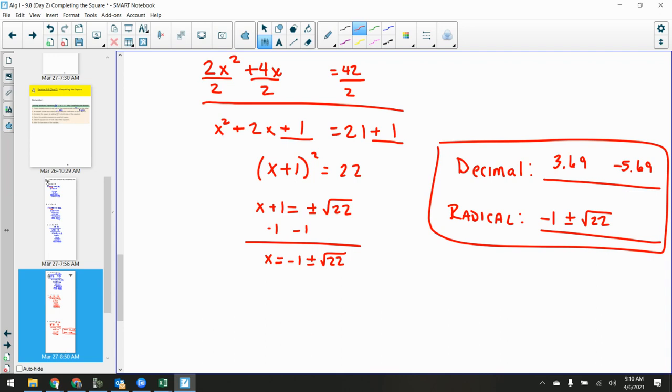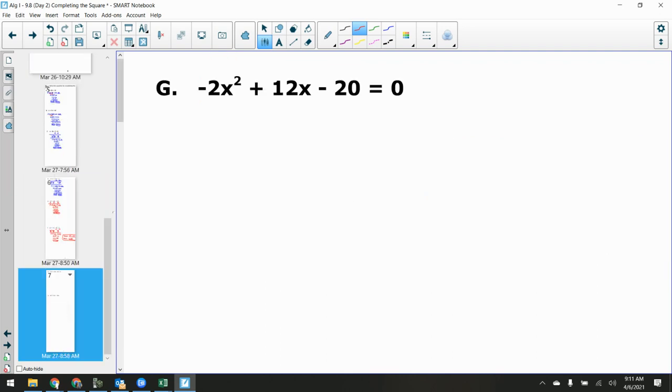So on the quiz, I'm going to say, give me the radical and the decimal answer. It's going to have 2 sets of blanks. The radical answer is just putting the square root over the top of it and subtracting over the number that was with the x, or adding it over, whatever. The decimal answer, well, you just got to plug it in your calculator and see what happens. Okay, let's keep it going.